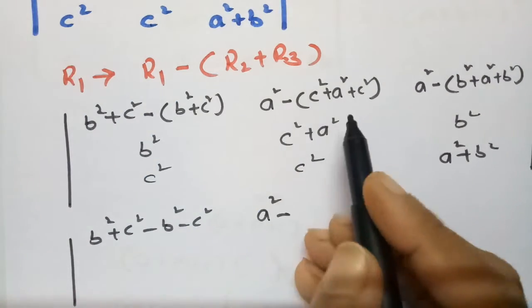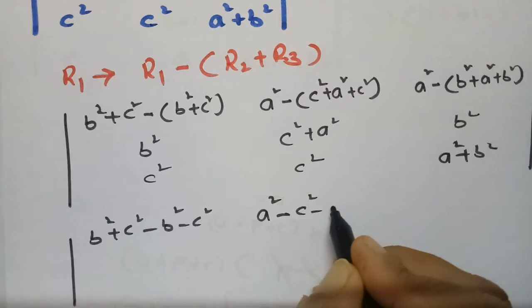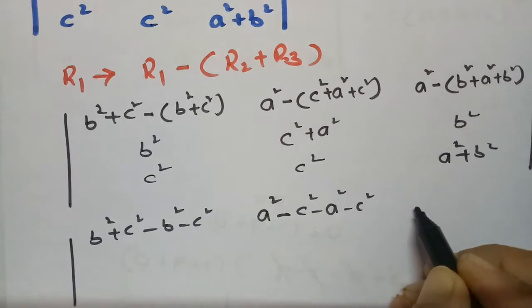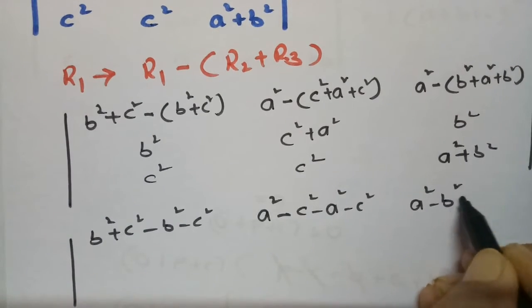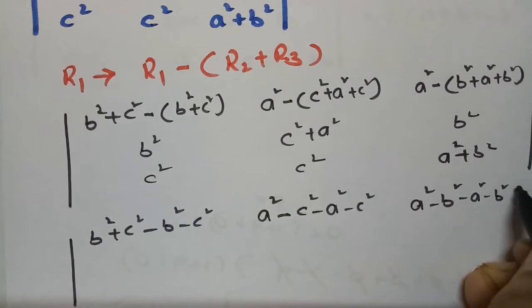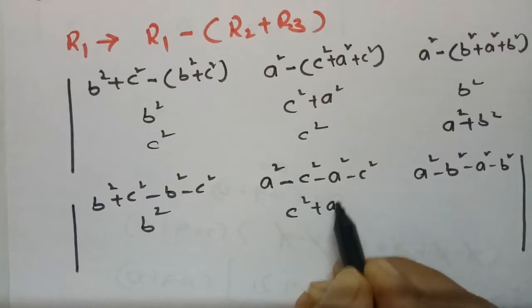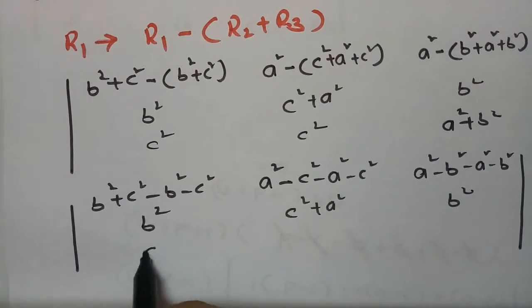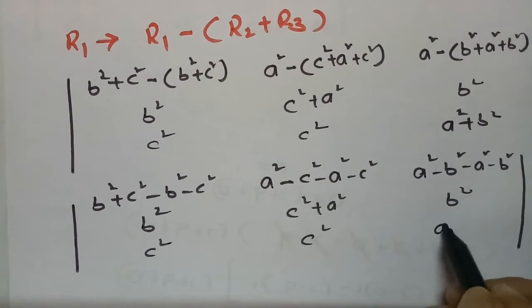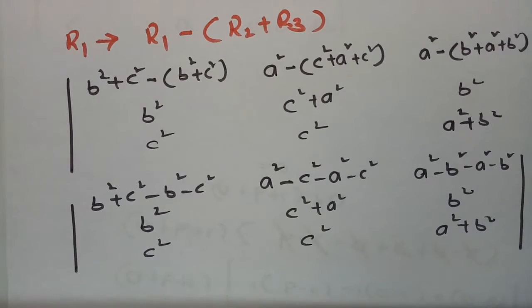So if I multiply with minus, this will be minus c square, minus a square, minus c square. This is a square, minus b square, minus a square, minus b square. So this will be b square, this is c square plus a square, b square, c square, c square, and this is a square, b square plus c square.